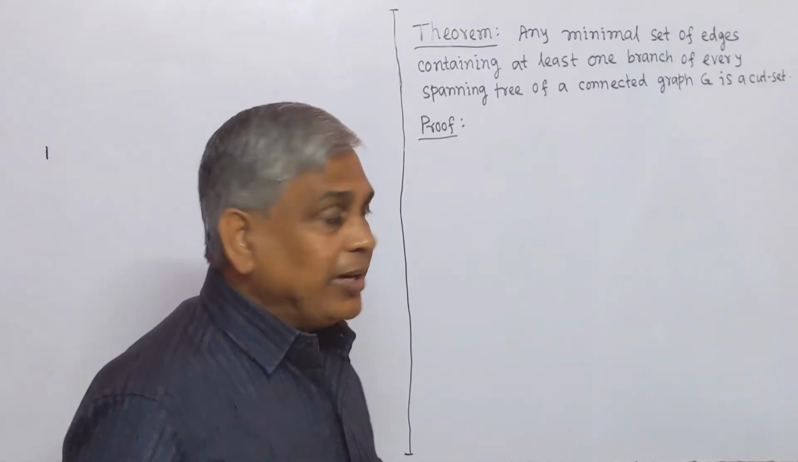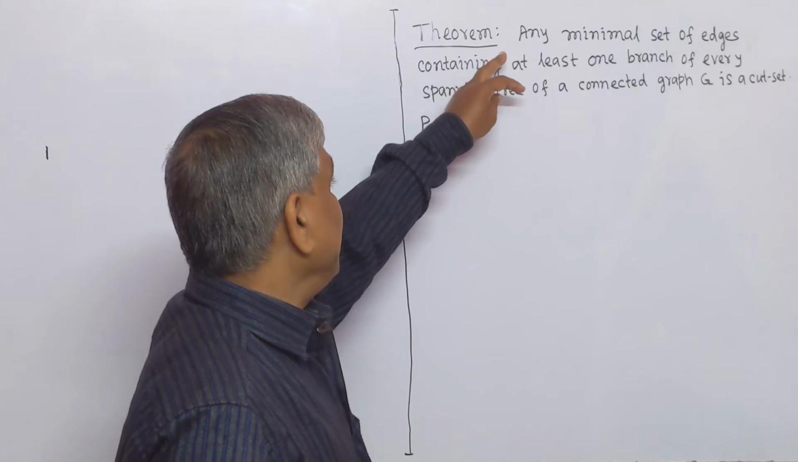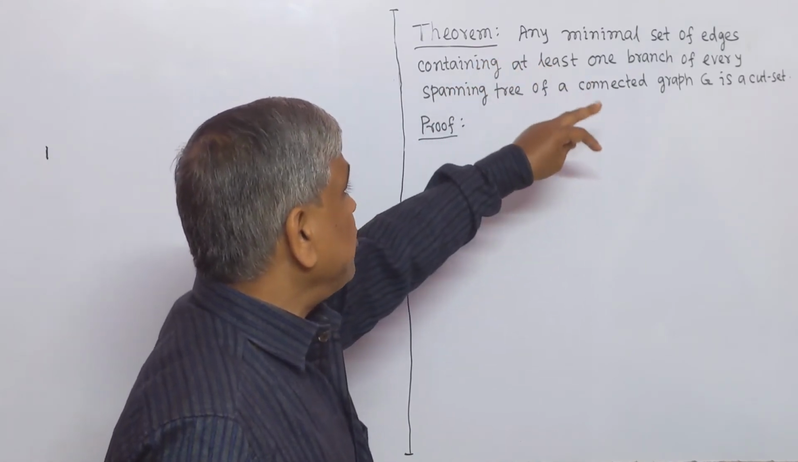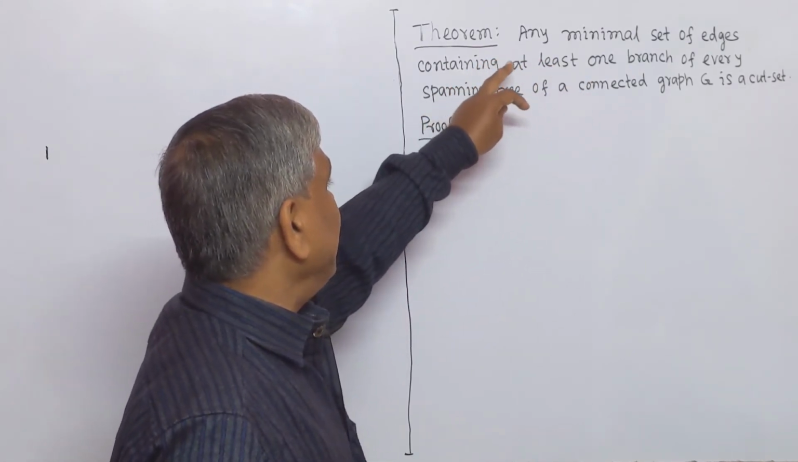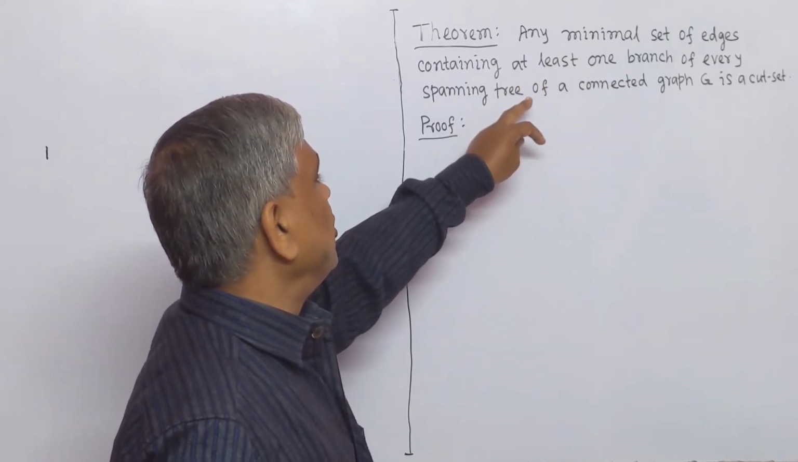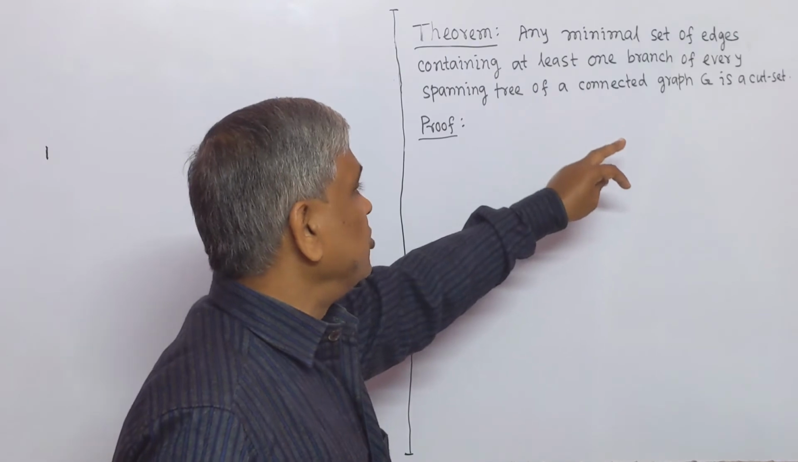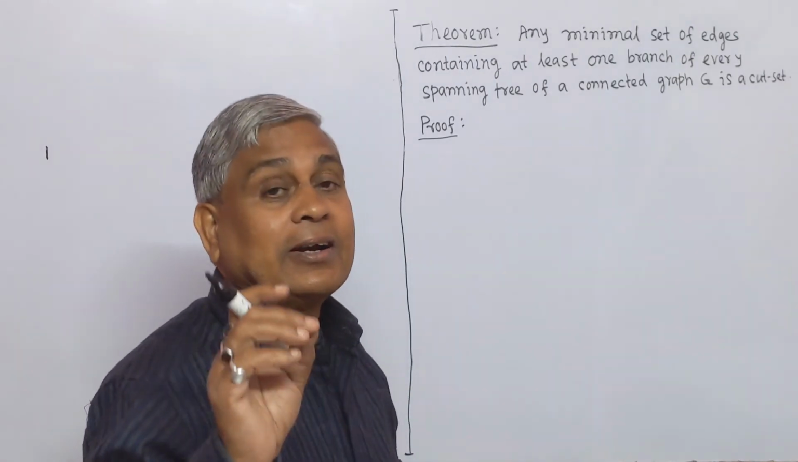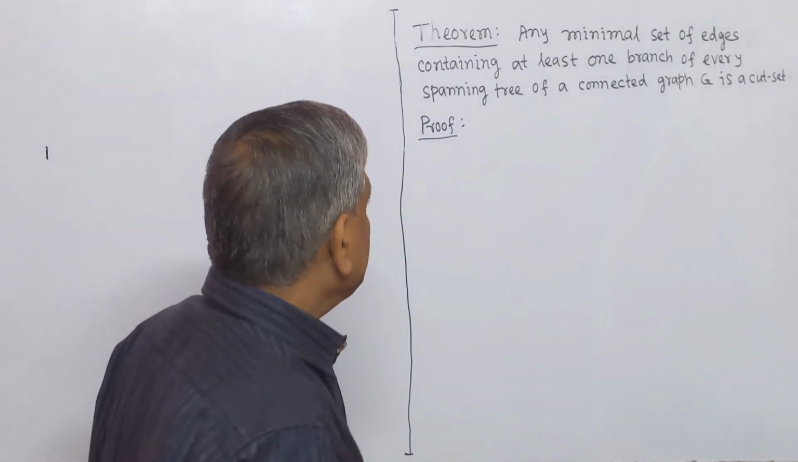Now we prove the next theorem. The theorem is: any minimal set of edges containing at least one branch of every spanning tree of a connected graph G is a cut set. Now we prove this.